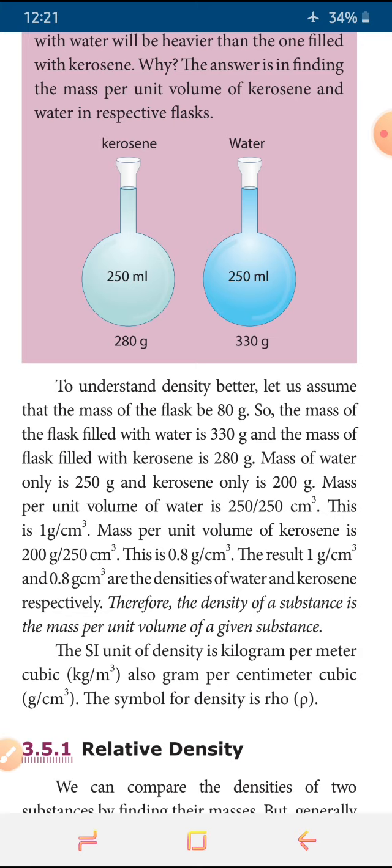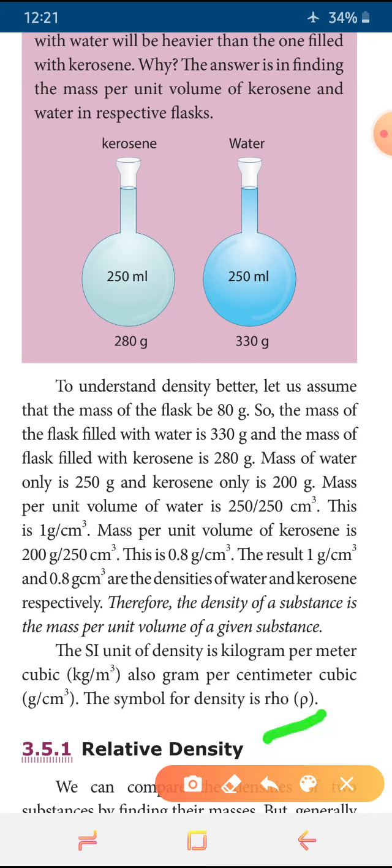Therefore the density of a substance is nothing but mass per unit volume, which is called density. The SI unit of density is kilogram per meter cubic. And the symbol for density we write as rho. Here it looks like a P. The symbol for density is taken as rho.